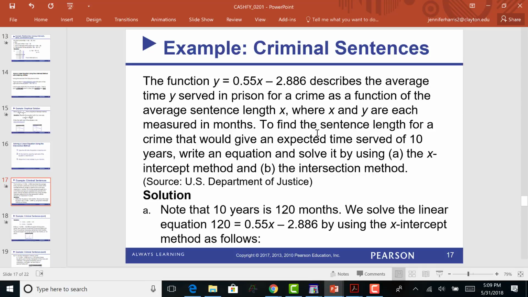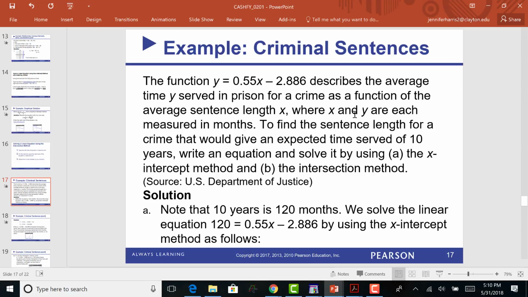All right, so it says to find the sentence length, right? The sentence is what the judge told you you were going to be sentenced to. The sentence length for a crime that would give an expected time served of 10 years. So you were expected to serve 10 years. Write an equation and solve it by using the x-intercept method and the intersection method. All righty, so note that 10 years is 120 months. We want to solve the linear equation where 120 months is equal to this. Remember, what was y again? I want to make sure you understand the difference between y and x.